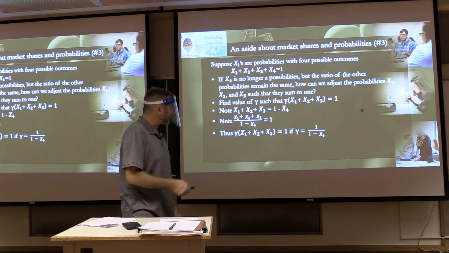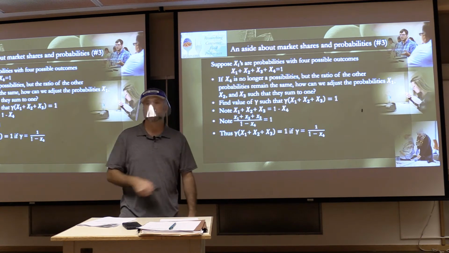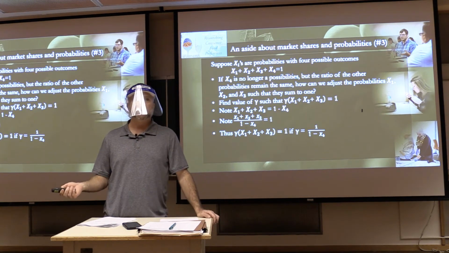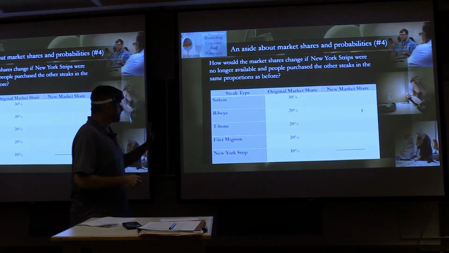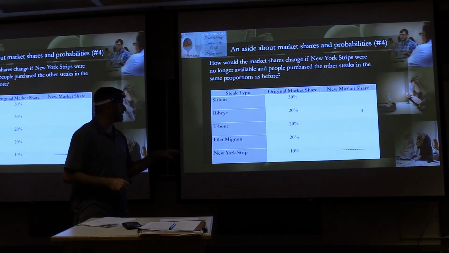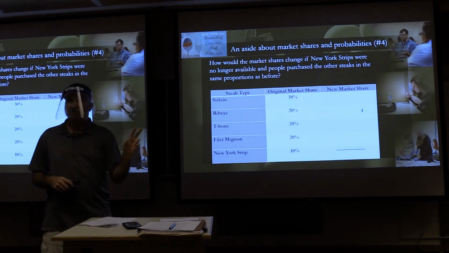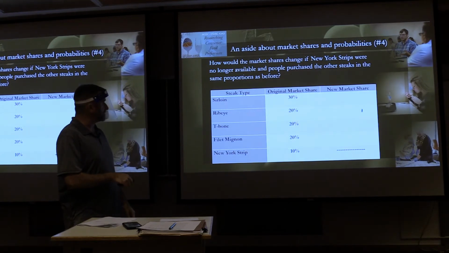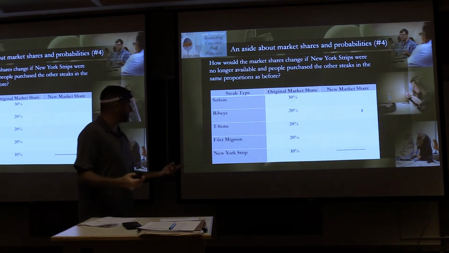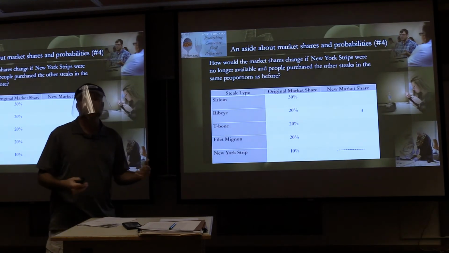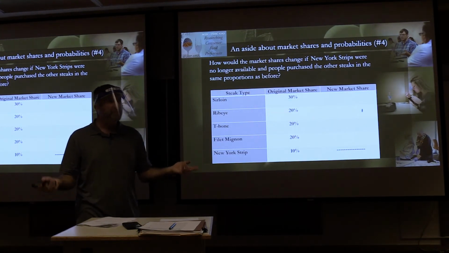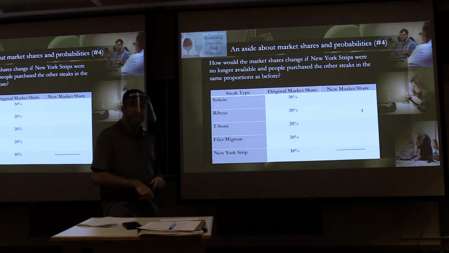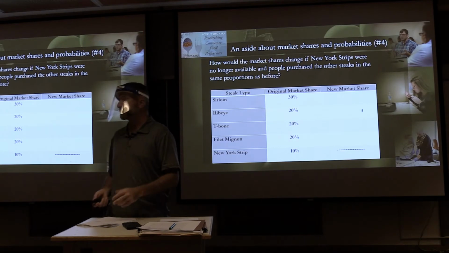So again, the gamma is 1 divided by 1 minus X4. Now, let's see an actual application of this. Suppose we have this scenario where we have 5 different steaks on sale here. And over a course of a number of months, we observe this market share. So we tend to see sirloin steaks selling about 30%. So out of all the steaks sold, 30% of them tend to be sirloin steaks. New York strips tend to be about 10%. So those are the old market shares.